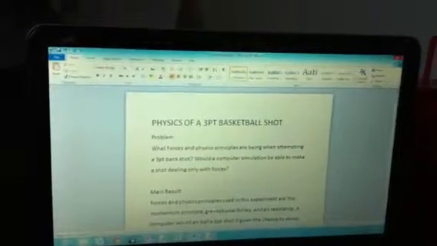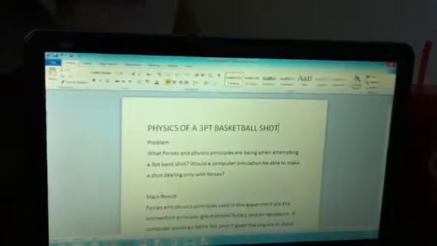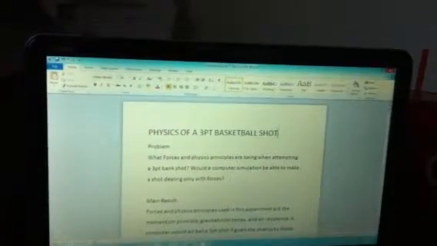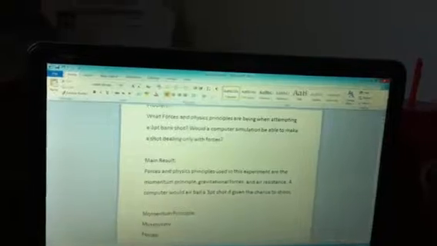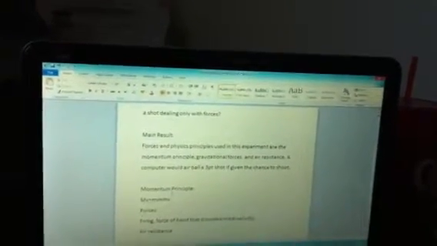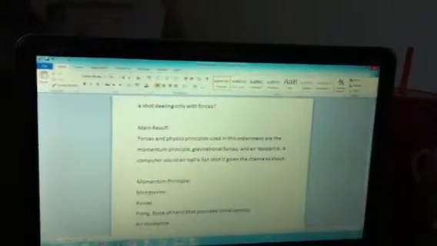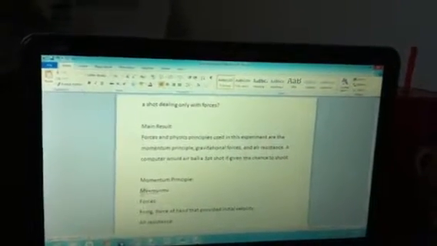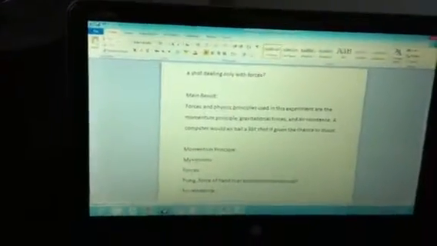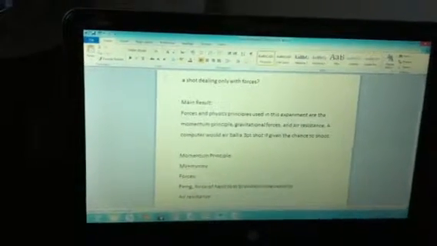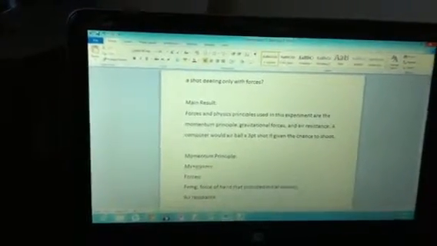So the main result is that the forces and physics principles used in the experiment are momentum, gravitational forces, and air resistance. A computer would airball a three-point shot if it was given the chance to shoot. Momentum doesn't change throughout, mostly because with the collision between the ball and the backboard, the backboard only slightly moves with very little velocity, so it's essentially zero, and it only creates a slight change, so the final is just mv of the basketball.